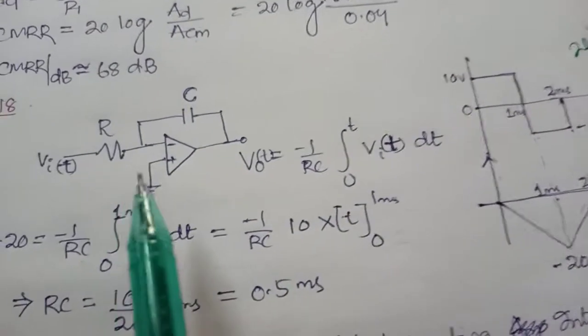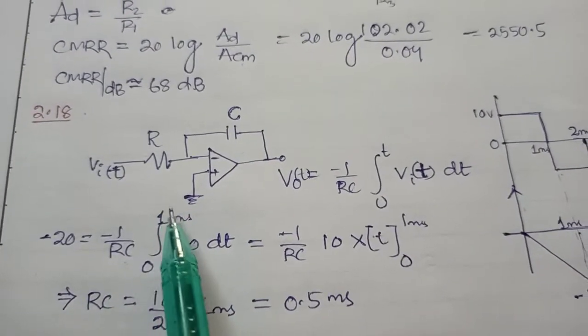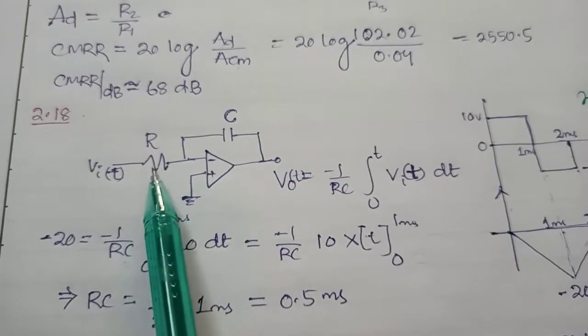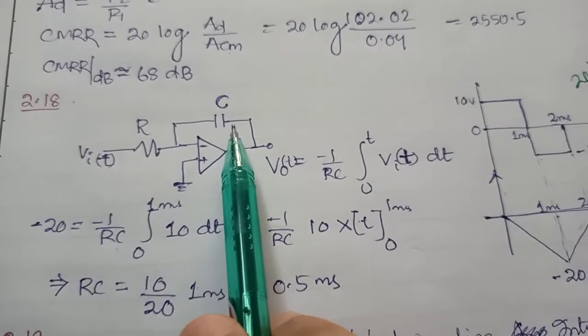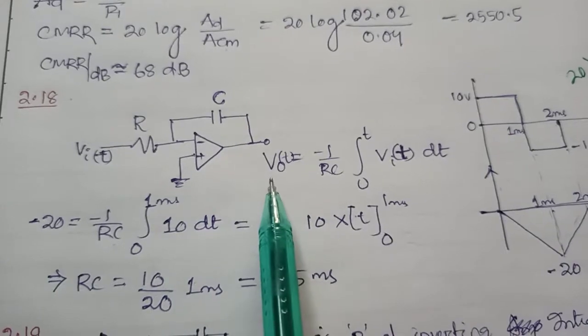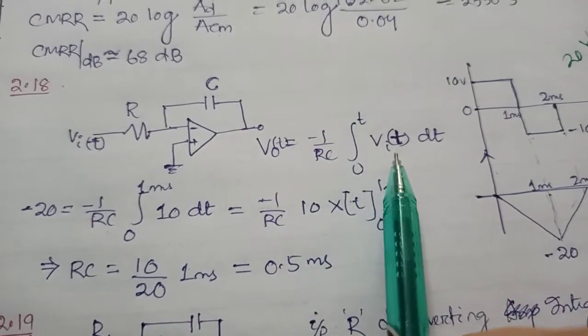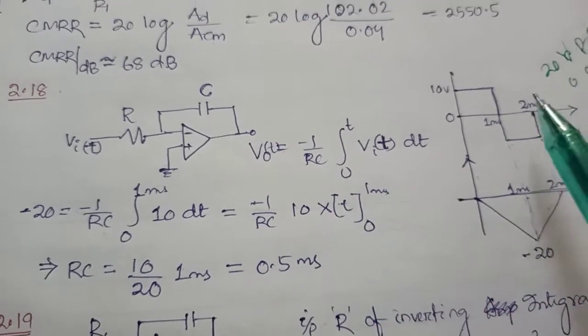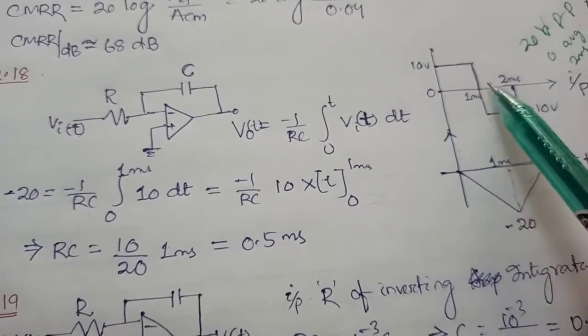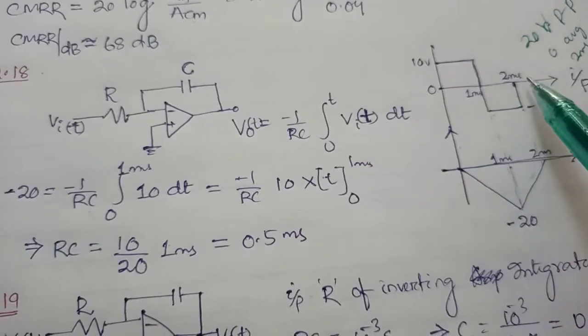Okay, so it is applied to an integrator. Miller integrator is nothing but our simple integrator. Integrator means a resistor is at the input side, and at the feedback a capacitor is connected. So what is the output? Output for an integrator is nothing but minus 1 by RC integration 0 to t V input t dt. Okay, so what is the V input for the first 0 to 1 millisecond and for 1 to 2 millisecond?